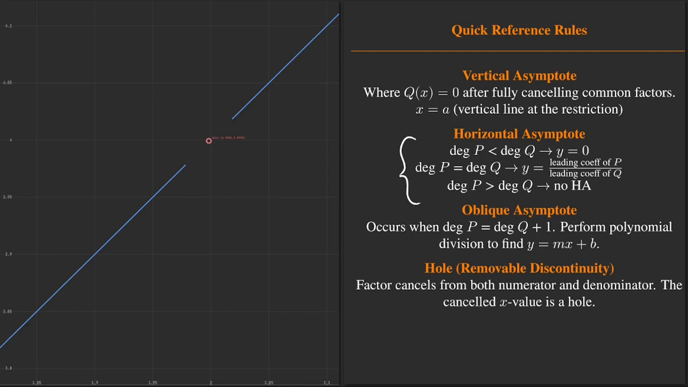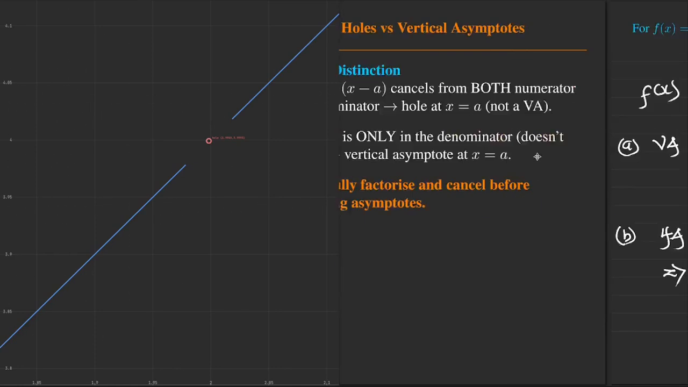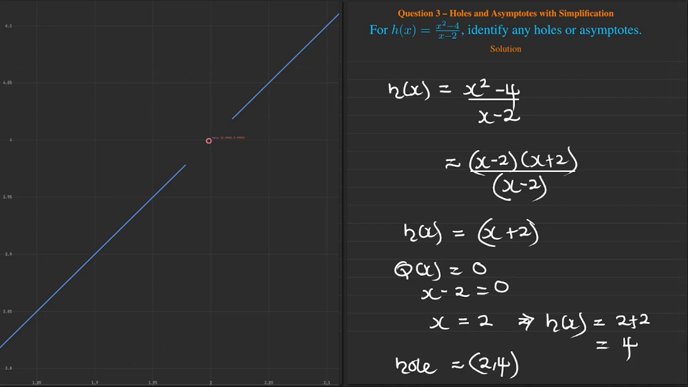If the degree of the numerator is less, then you have the asymptote being y equals 0. If that of the numerator is more than that of the denominator, there is no horizontal asymptote. And then if they are the same, that is where we say y equals the leading coefficient of the numerator over the leading coefficient of the denominator. So that is all for this question. That is question number 3.